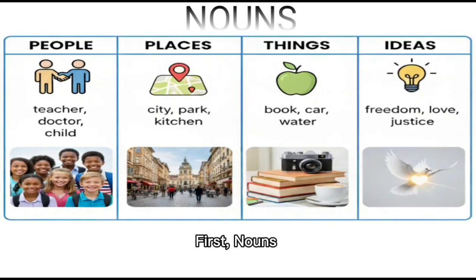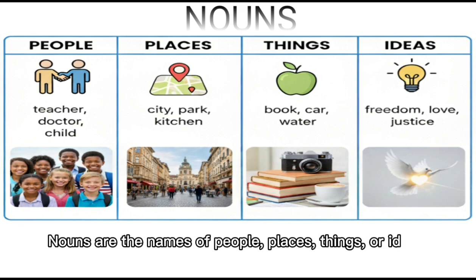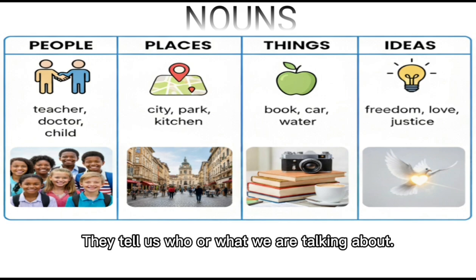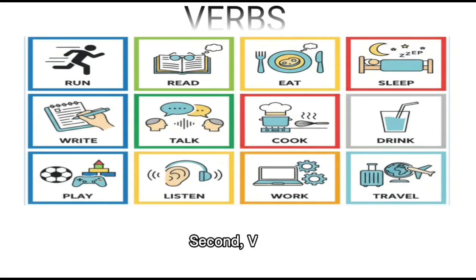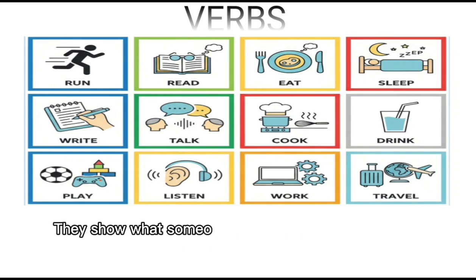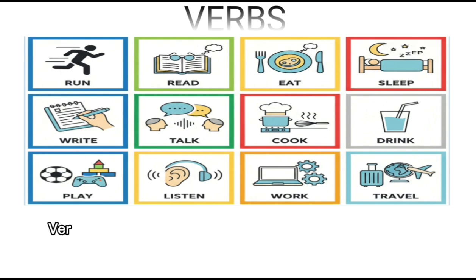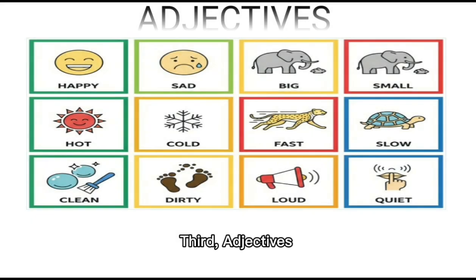First, nouns. Nouns are the names of people, places, things, or ideas. They tell us who or what we are talking about. Without nouns, we couldn't name anything around us. Second, verbs. Verbs are action words. They show what someone or something does, or what state something is in. Verbs give life and movement to a sentence. They are its heart.